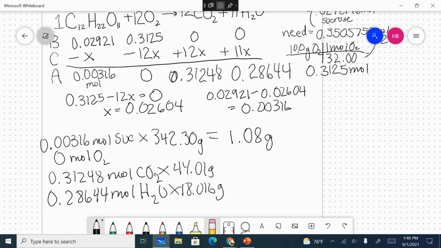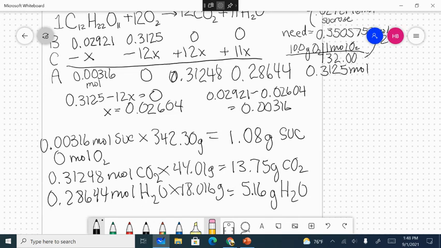1.08 grams of sugar left. 13.75 grams of carbon dioxide left. 5.16 grams of H2O left. If I started with 10 grams of sugar and 10 grams of oxygen, this is what I will end up with in the end. I will end up with 1.08 grams of sugar left over, 0 grams of oxygen, 13.75 grams of carbon dioxide, and 5.16 grams of H2O.